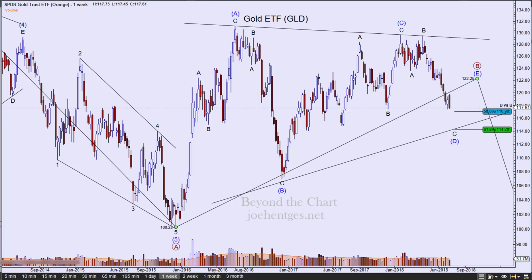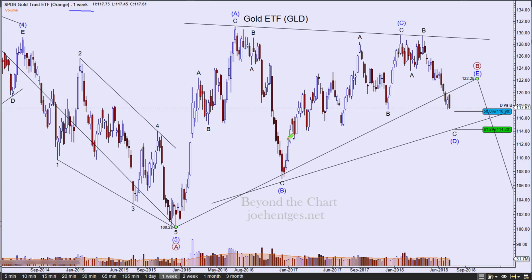I was looking for a zigzag initially, of a move like this and a move like this, and then coming up to a zigzag that would have punched higher above this. But we really haven't gotten that. We've gotten a lot of overlapping, very choppy waves. Again, this is a weekly chart. You can see that right there. And this is my preferred count on gold.